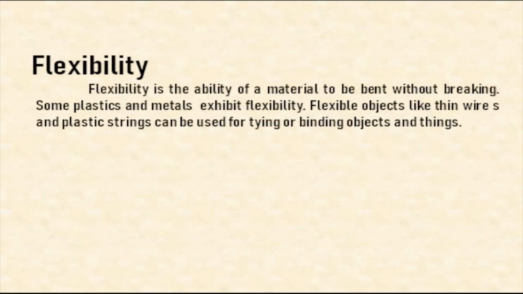trespassers. Flexibility. It is the ability of a material to be bent without breaking. Some plastics and metals exhibit flexibility. Flexible objects like thin metal wires and plastic strings can be used for tying or binding objects and things.